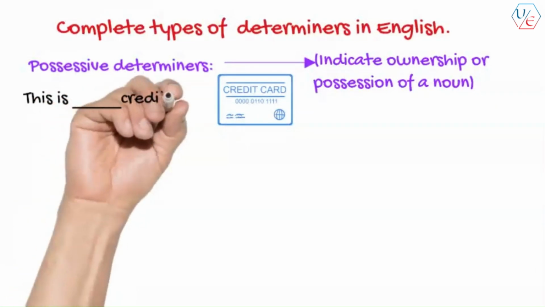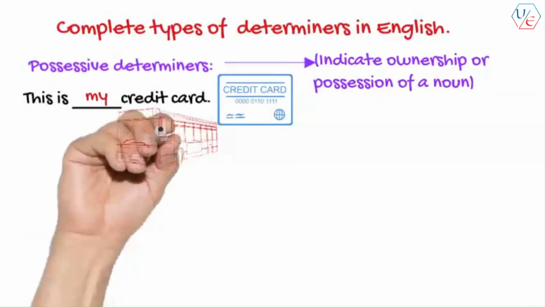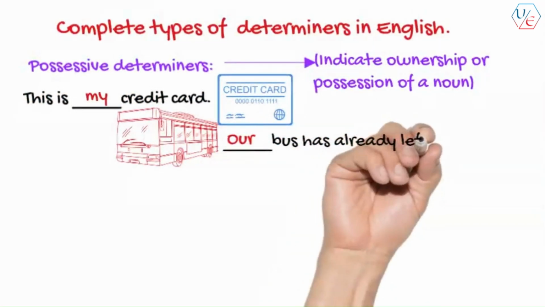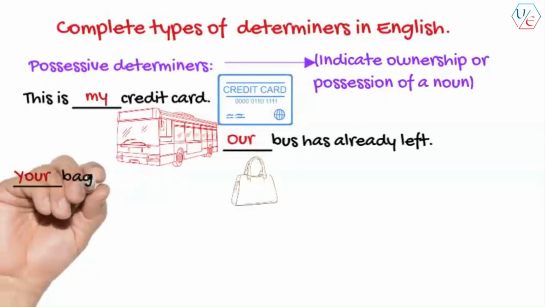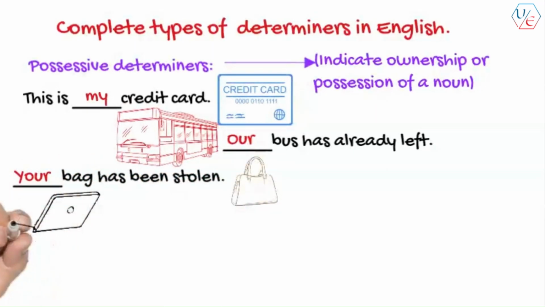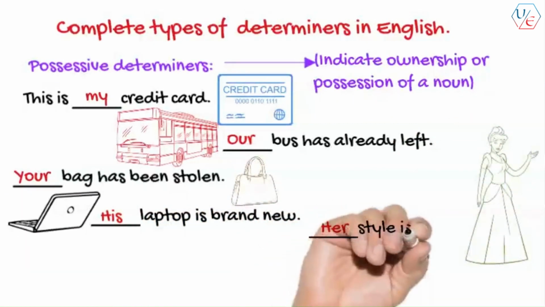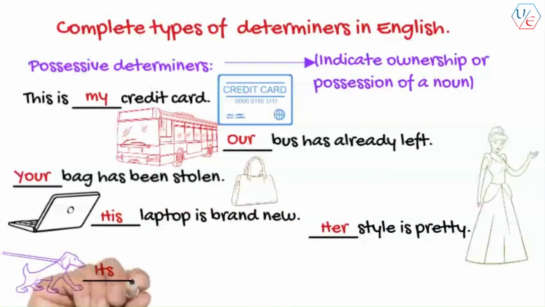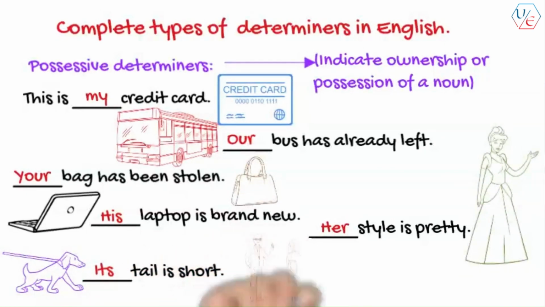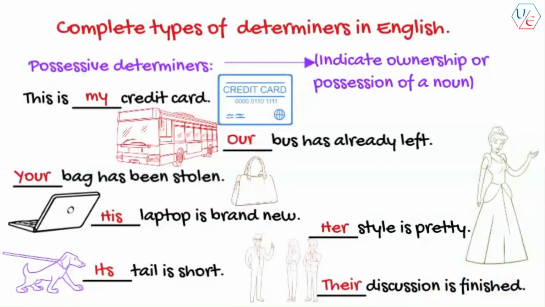Check this out. This is my credit card. Our bus has already left. Your bag has been stolen. His laptop is brand new. Her style is pretty. Its tail is short. And their discussion is finished. Do you see what's happening here?